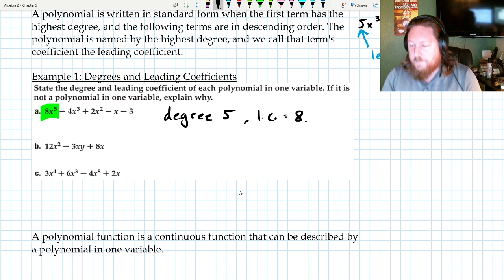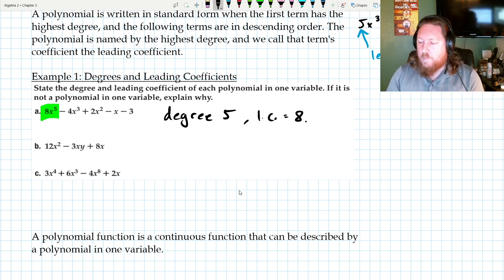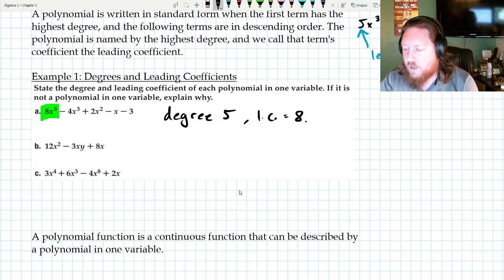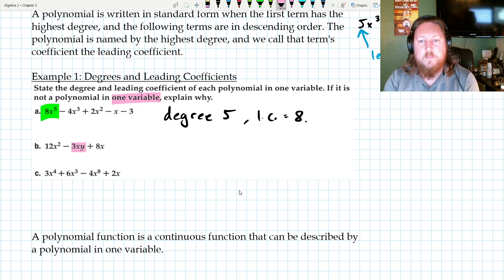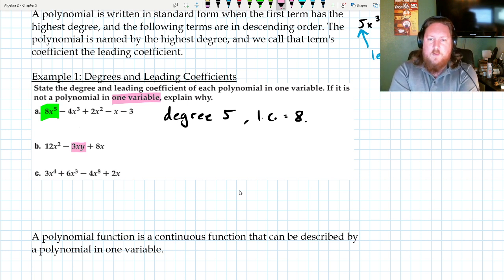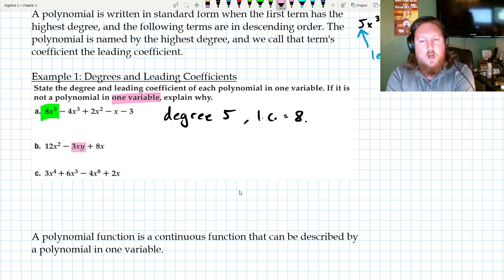For part B, well, part A was easy. It just had x in it. Part B is different because it has a y in it. So we're trying to talk about whether or not this is a polynomial in one variable, and you can see in that center term, it is also degree 2, but it's not in one variable. It has an x and a y in it.